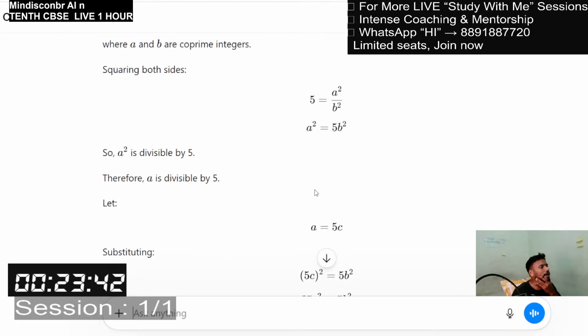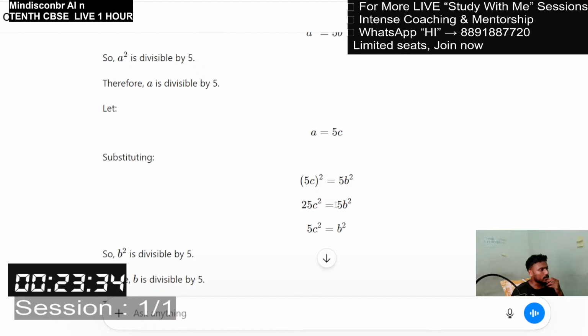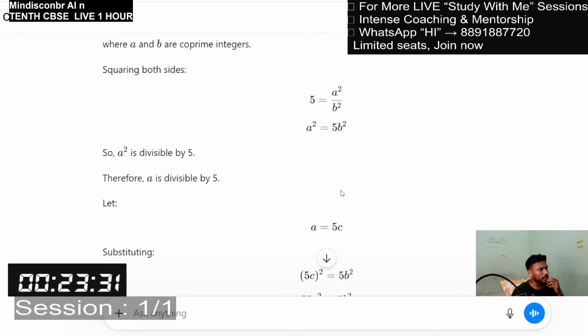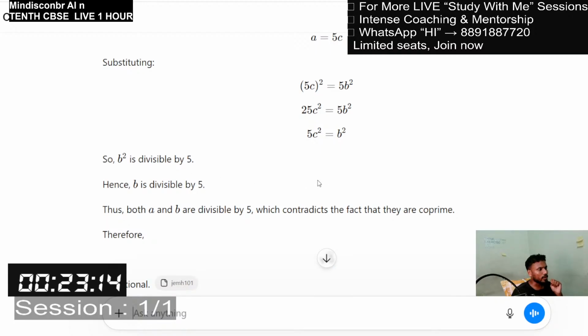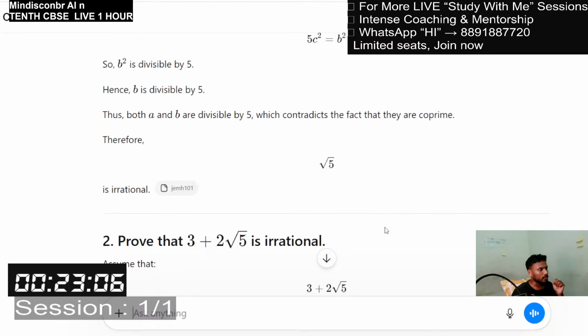Then we will give a value to a, because since a is divisible by 5, we can say that a is equal to 5c. Substituting this in this, we will get 25c square is equal to 5b square, so 5c square is equal to b square. So b square is divisible by 5, hence b is divisible by 5. Thus both a and b are divisible by 5, which contradicts the fact that they are co-prime. Therefore root 5 is irrational.